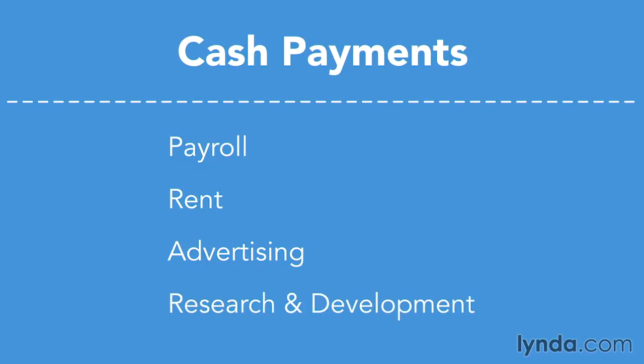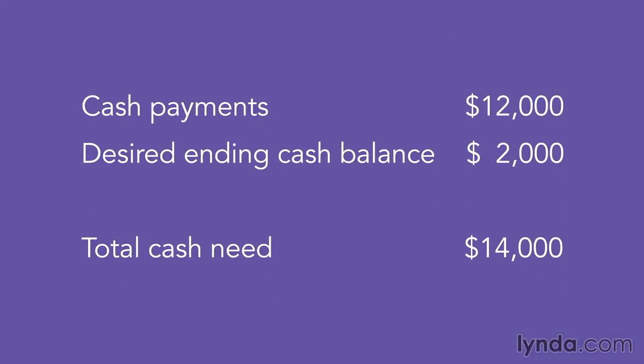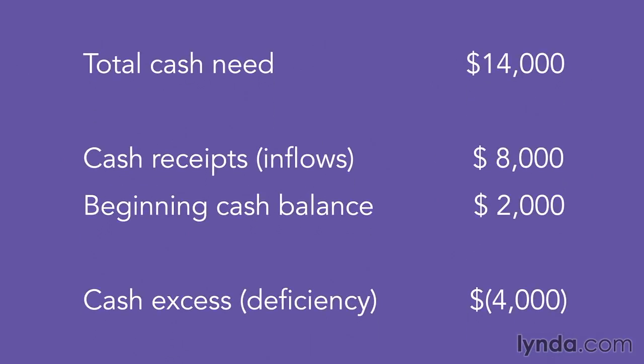This is because so many different types of cash payments are involved: payroll, rent, advertising, research and development, all different sorts of cash outflows. But again, over time you can see patterns in terms of those cash flows, and those patterns can be incorporated into your cash budget. By combining the expected cash payments with the desired ending cash balance, you can forecast total cash needs for each quarter and then compare that need with the total amount of cash you expect to have available during the quarter.